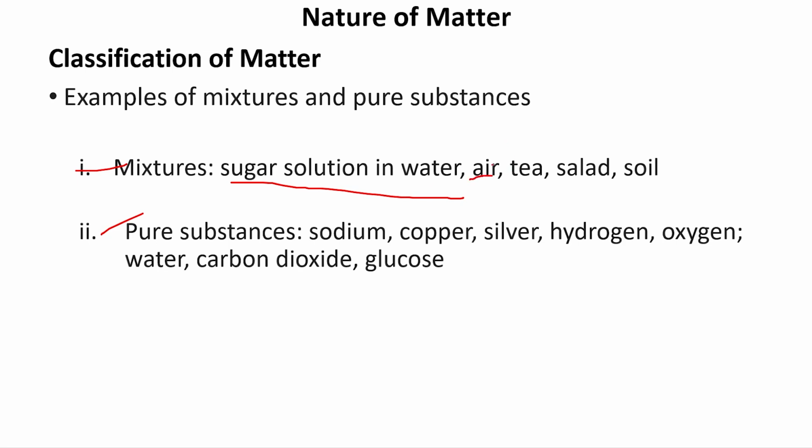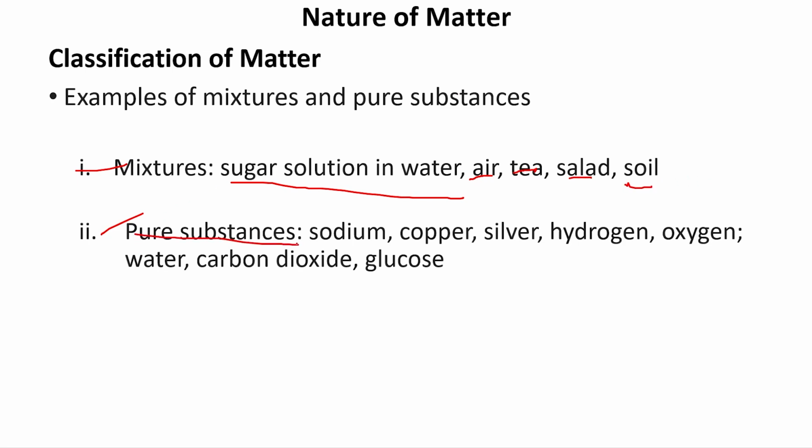Second one is air. Yes, air is also not a pure substance. It is a mixture of many of the gases that exist in our environment, like ammonia gas or nitrogen gas or oxygen gas. They are present in the environment and they are not uniform also. Their distribution is non-uniform throughout the atmosphere. Tea, soil, and all these things are mixtures.